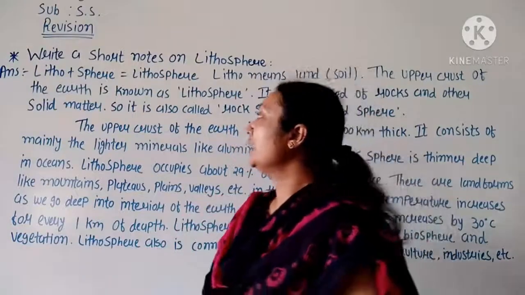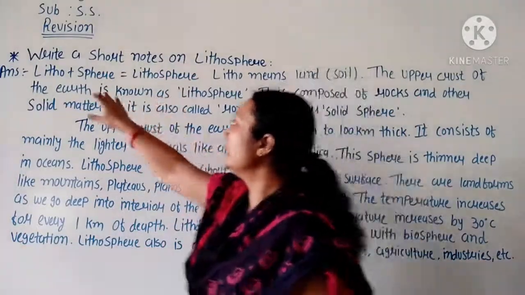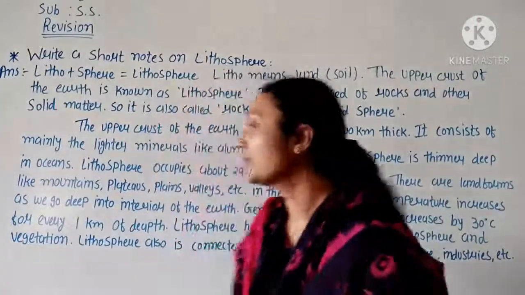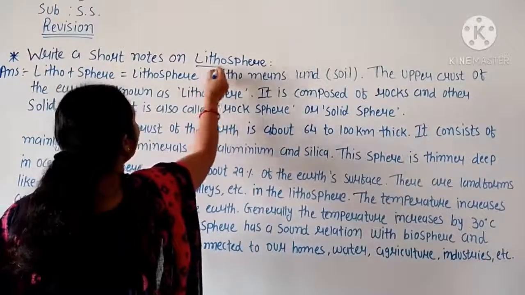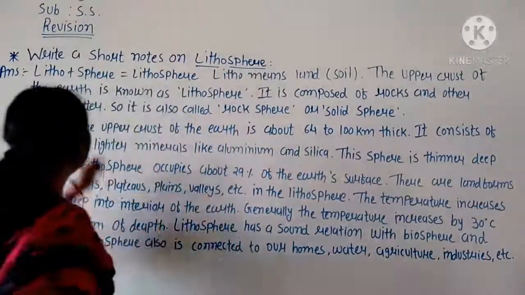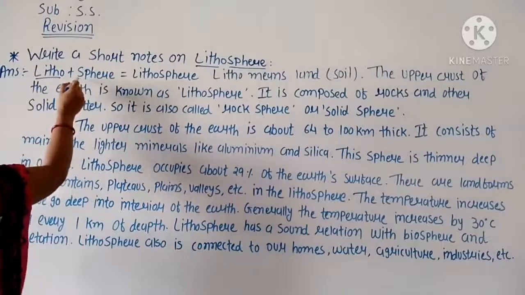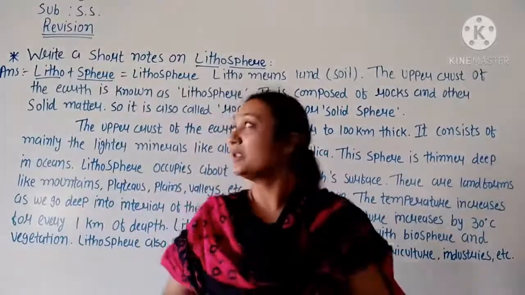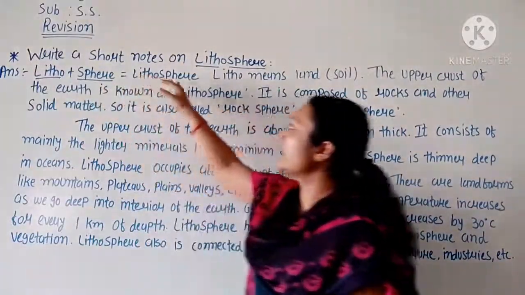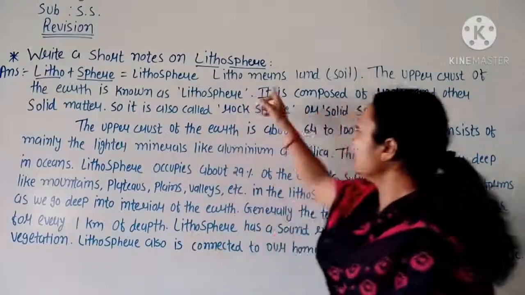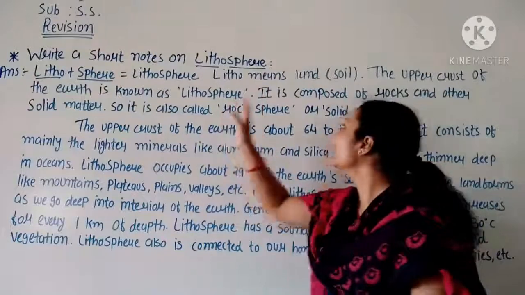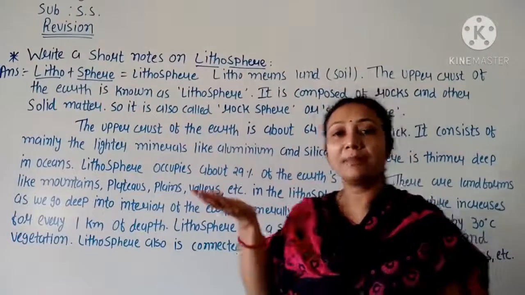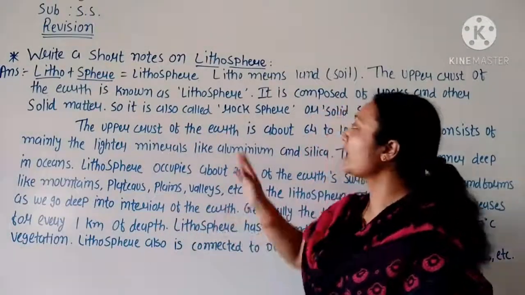So here first we start lithosphere, means litho plus sphere. If we make a difference between litho and sphere, here is litho and that one different is sphere. So litho plus sphere. In Gujarati also there is a jodi answer. So same thing, litho plus sphere equals lithosphere. Litho means land. Land means soil. The upper crust of the earth is known as lithosphere. So the upper part of the earth, that one is known as the lithosphere.